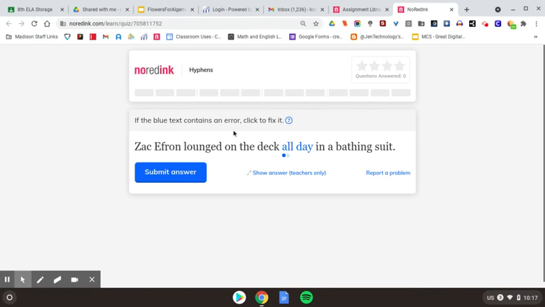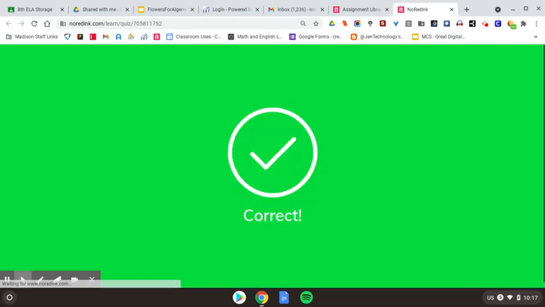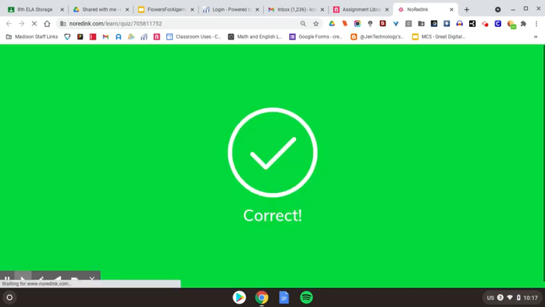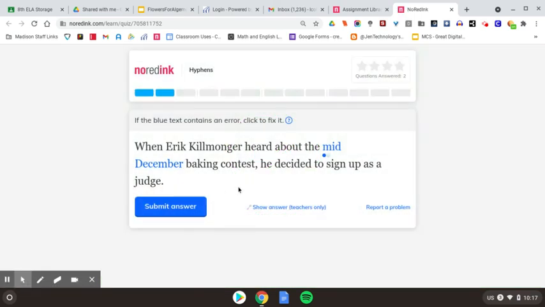Okay, Zac Efron lounged on the deck all day in a bathing suit. So it's not an all-day seminar or an all-day party. It's just all day. So we're not going to hyphenate that one. All right, if Black Panther does well on the test like he thinks he will, it will be a self-fulfilling prophecy. Look right here, something after it. Plus, we were given the rule, you always hyphenate with the word self. So that's an easy one. I think the only one we have to worry about is when it's all.